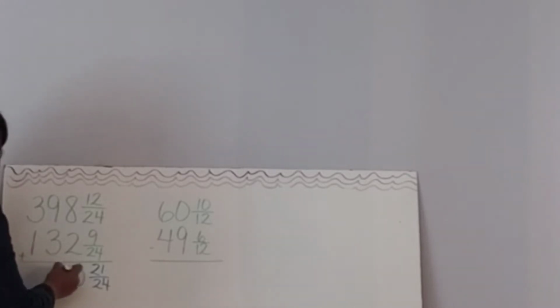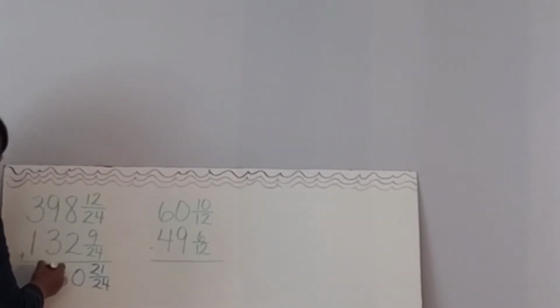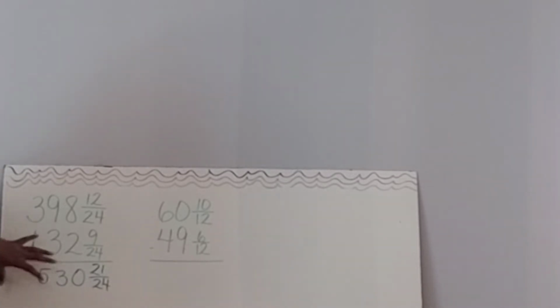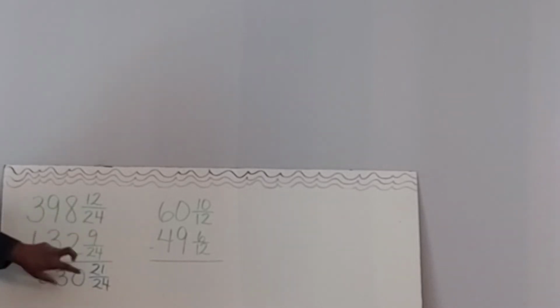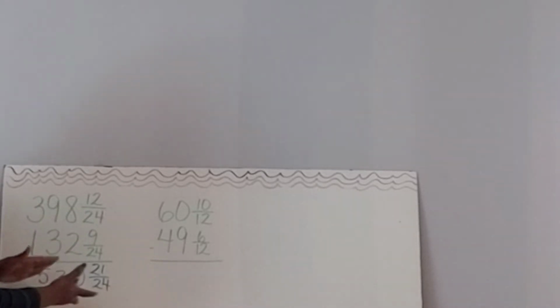Good. Carry over the 1 in our heads. 1 plus 9 plus 3. Super. Carry it over. 1 plus 3 plus 1. Very good. So our answer would be, say it out, 530 and 21/24. And again, write our whole number larger, and the fraction should kind of fit in there.